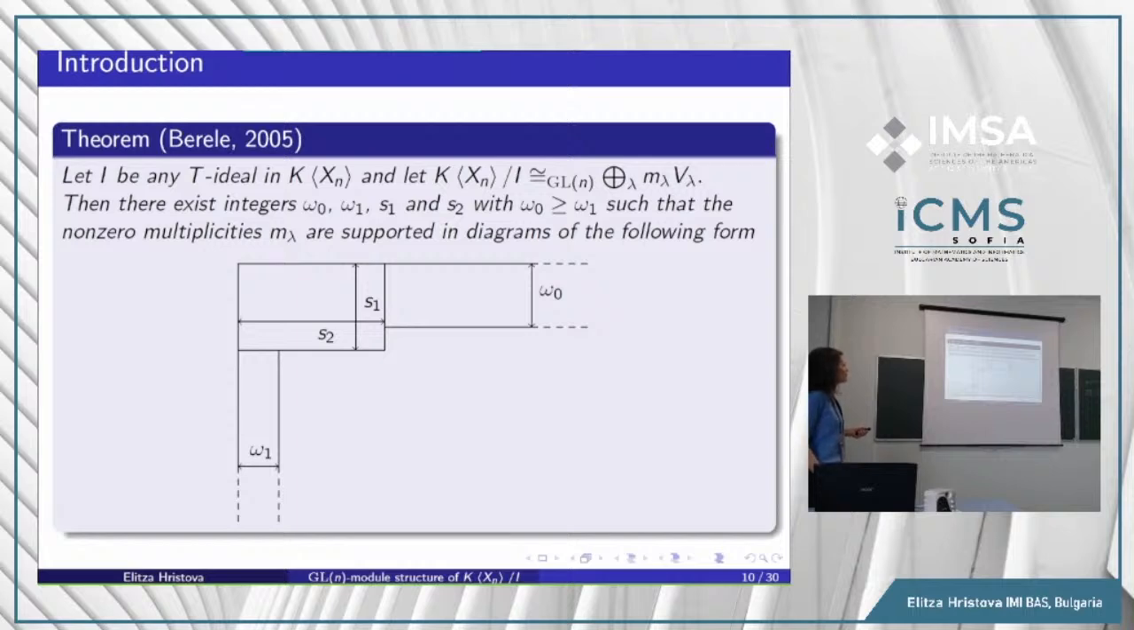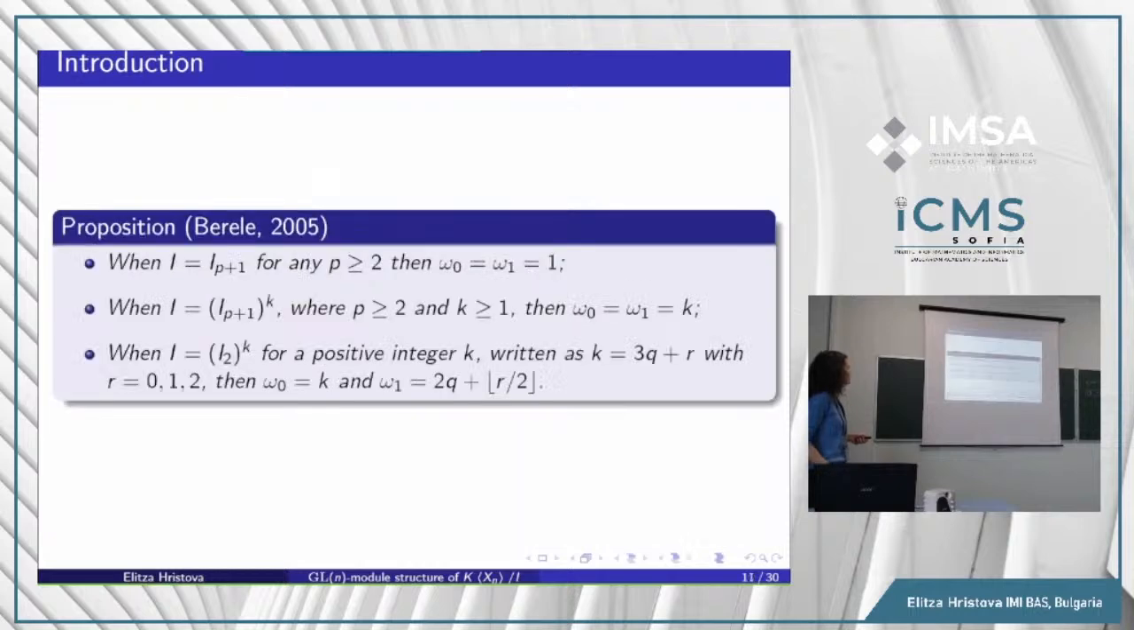This is a bound on the non-zero multiplicities, and that bound was then improved by Berele in 2005, saying that all non-zero multiplicities are supported in diagrams of this form, which means that the first omega 0 rows of the partition can grow arbitrarily large. The first omega 1 columns can also grow up to n. And the other parts are bounded in this rectangle for some numbers s1 and s2. Okay, and also Berele computed these two numbers in some cases, and I have given them.